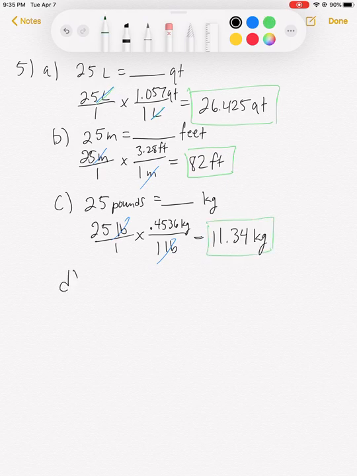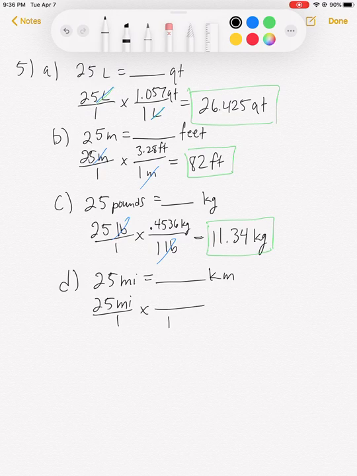Okay, part D, I have 25 miles is equal to a certain number of kilometers. Okay, so my 25 miles, put over 1. I want miles to cancel, so 1 mile, I put in the denominator, is 1.6093 kilometers. Okay, so I cancel my miles, and I do 25 times 1.6093, and I get 40.2325 kilometers.